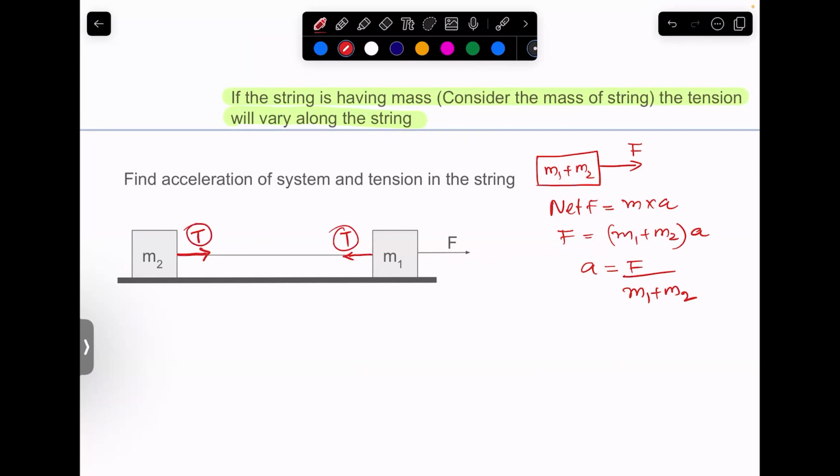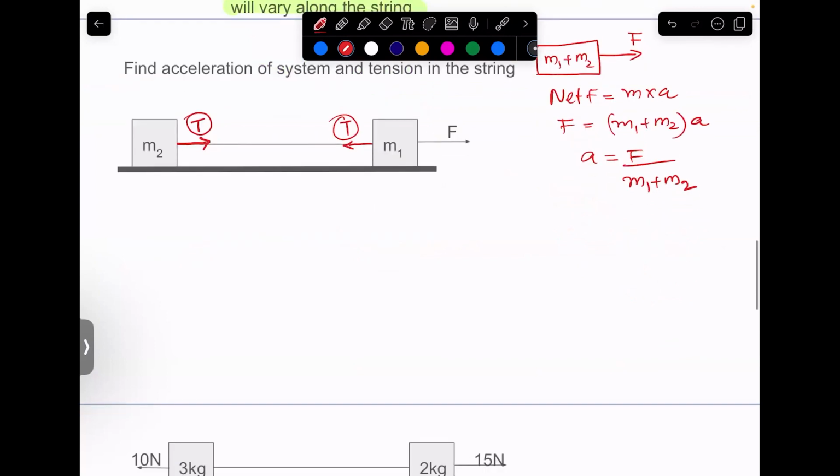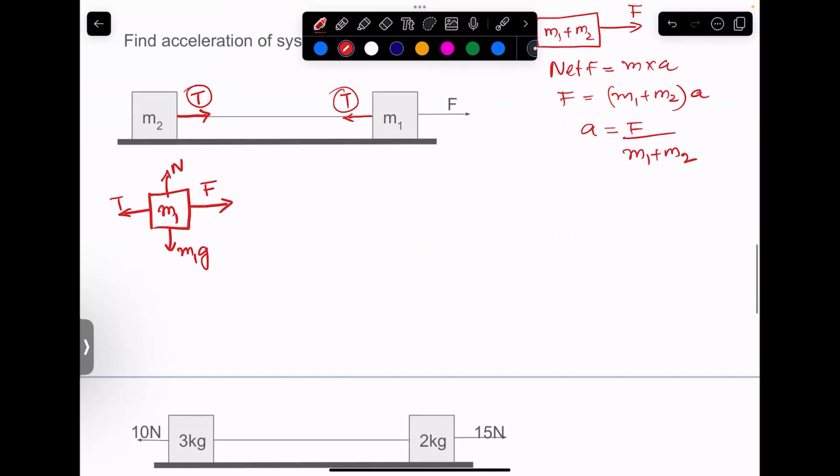Okay. Now, to draw a free body diagram of M1, you can take M1 here. So M1, what is happening? F is acting towards the right side, T is acting towards the left side, and weight is acting downwards, and a reaction force is acting upwards. Here you know that there is no vertical movement in the vertical direction. Net force equals 0. That means N equals M1G.